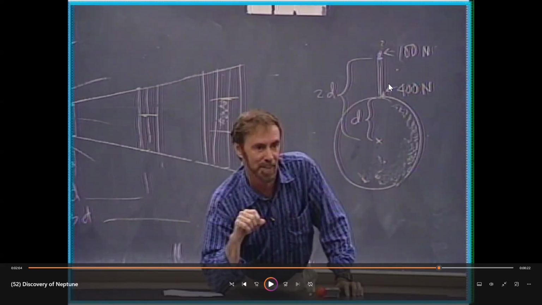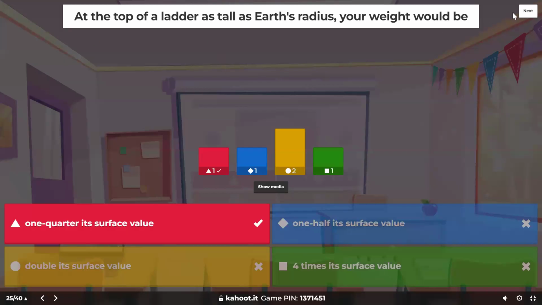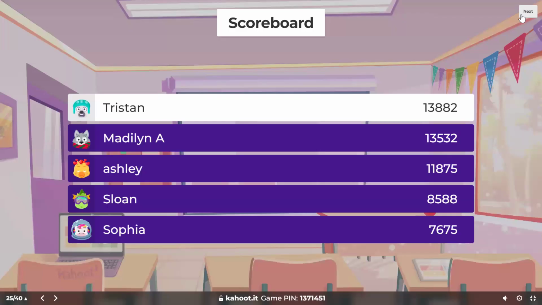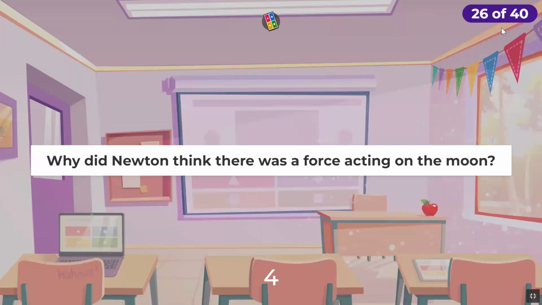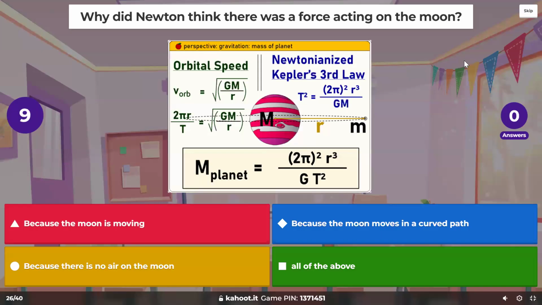That's a quarter of 400 newtons. So it's 1 over the distance squared. That's an inverse square relationship between distance and force. Inverse square relationship. Look at that. Why did Newton think there was a force acting on the moon?